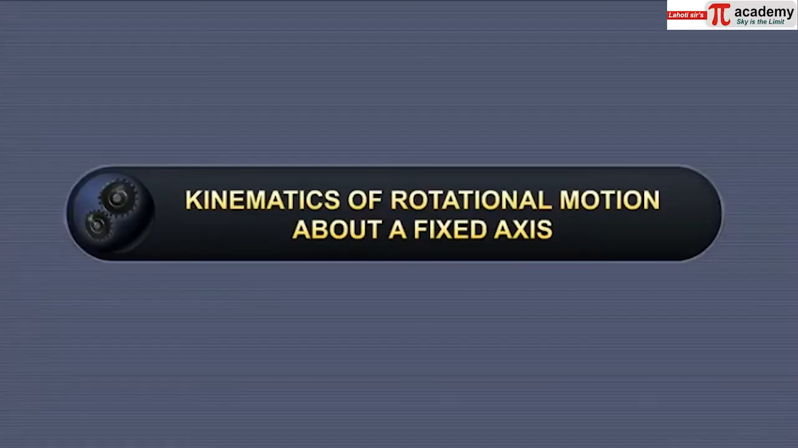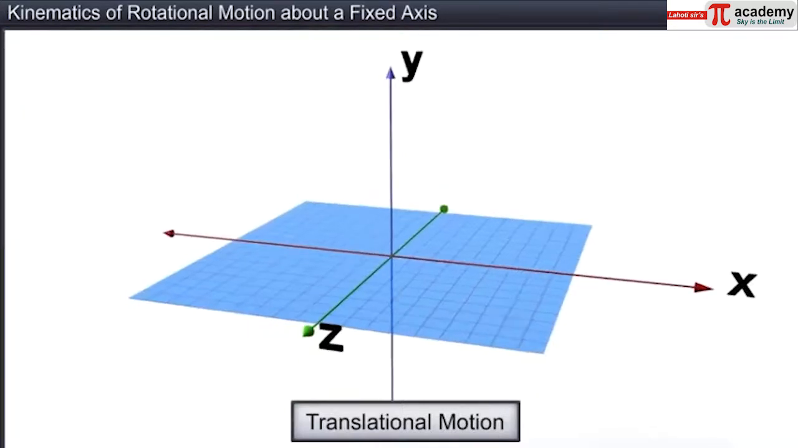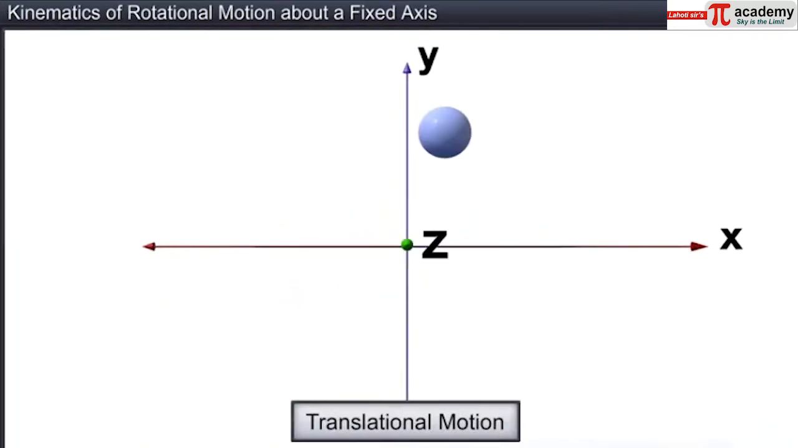In this module, you will learn about the kinematics of rotational motion about a fixed axis. Using the analogy between translational motion and rotational motion, we can better understand the rotational motion of a rigid body. In the kinematics of translational motion, we studied linear motion, that is, the motion of a body along a straight line path.